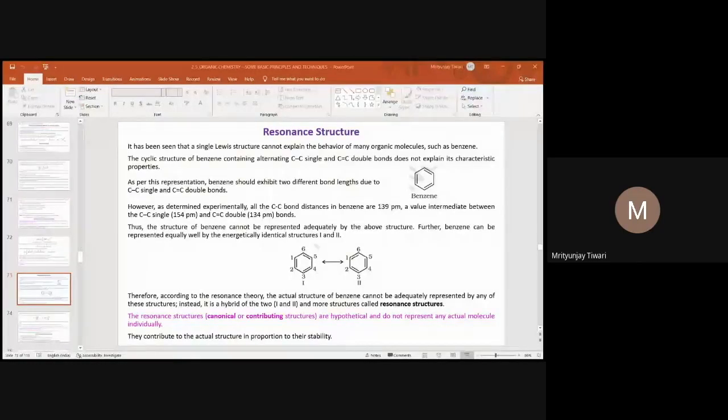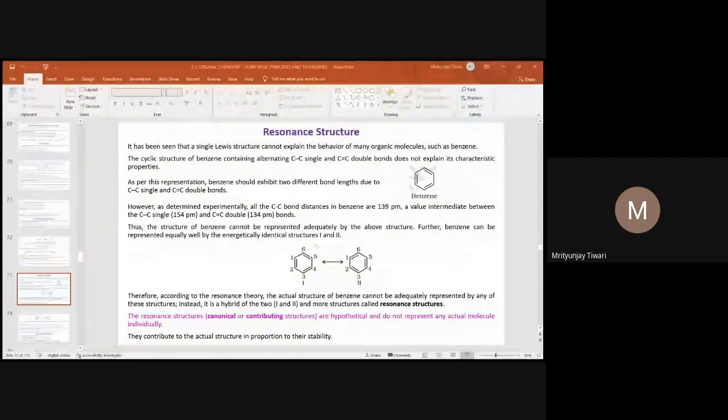Rule number one is that the position of nuclei should not be changed; it should be kept fixed. So in all the resonance structures, the nucleus of any atom will not change its position. And the number of unpaired electrons, meaning the odd electrons, should be the same. If there is any odd electron in the molecule, its number should always be the same in all the resonating structures.